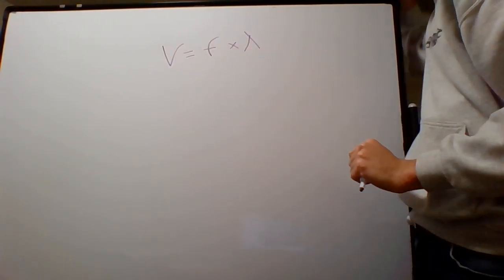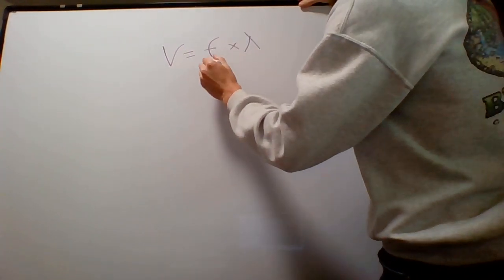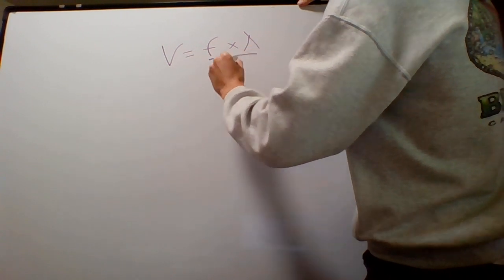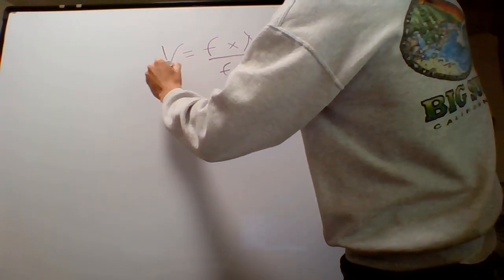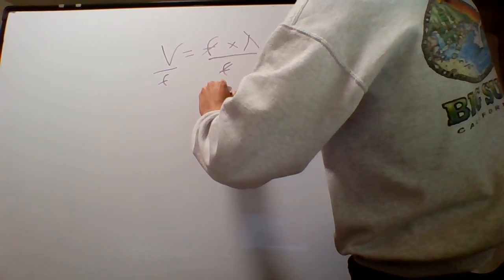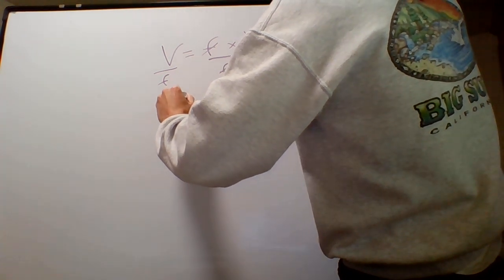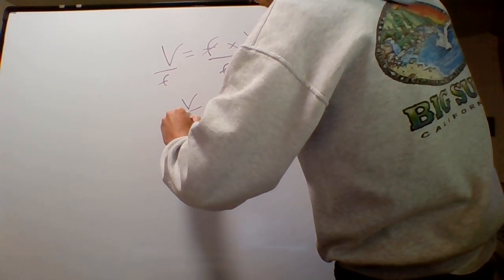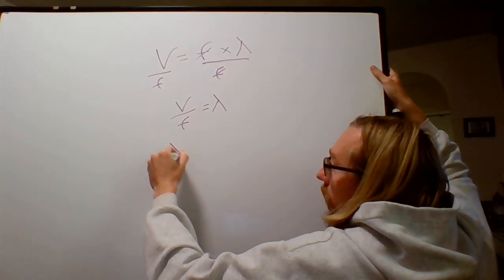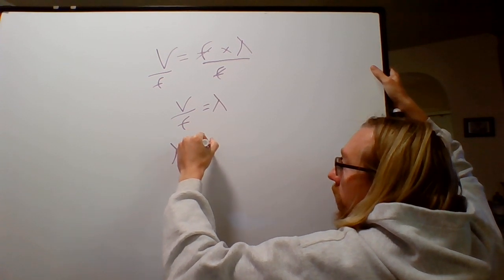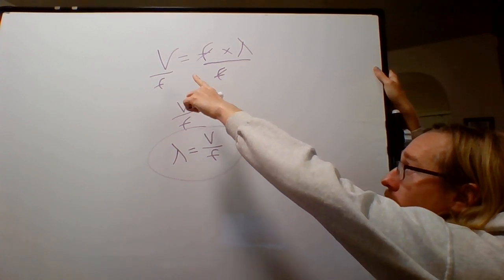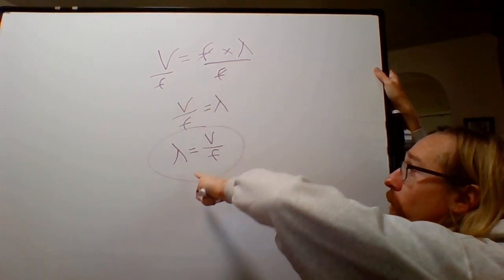Lambda is wavelength. All right? So I can isolate lambda by dividing both sides by frequency. If I divide both sides by frequency, that gets rid of it over here, and I have lambda equals wave speed over frequency. All right? I'll write it in the traditional way. That's the same thing as saying lambda equals V over F. So what I've done is, using the formula for wave speed, I've derived the formula for wavelength.